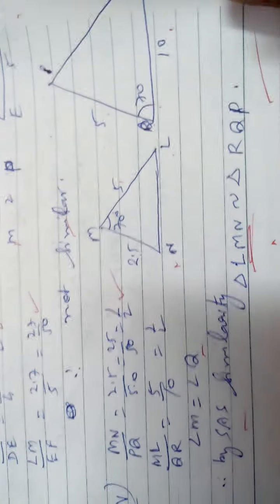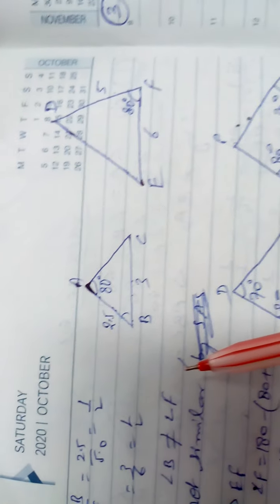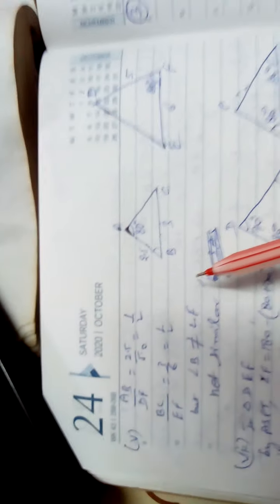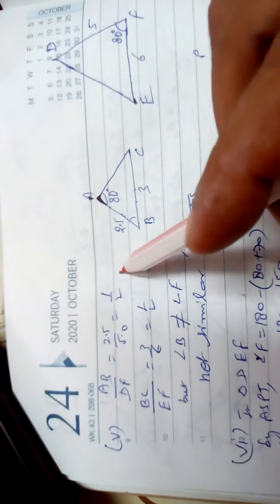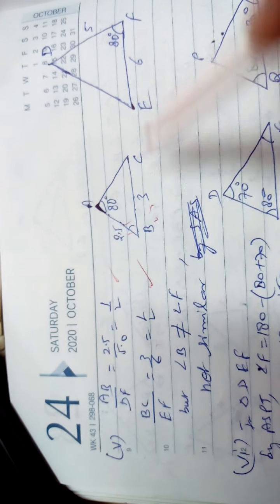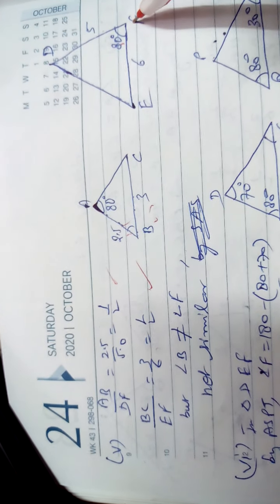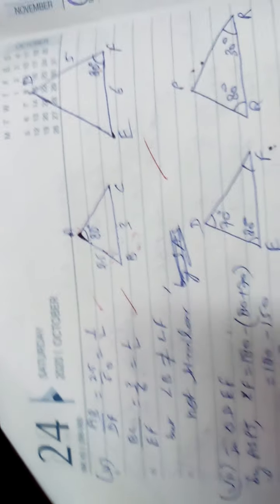Naming is very important. And then you will see here the fifth part: the ratios are equal, 2.5 and 5 giving you 1/2, 3/6 1/2, but the included angle B is not equal. It is given B here, E and B must be equal, not A. That's why it is not similar.